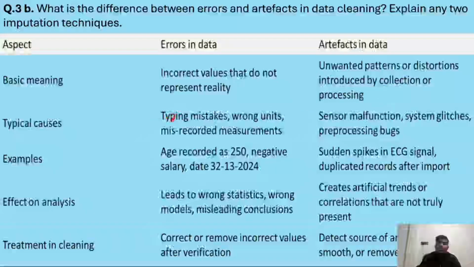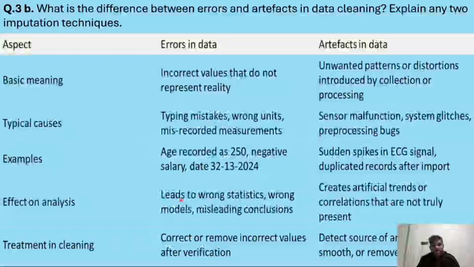Now, typical causes of errors: typing mistakes, wrong units, misrecorded measurements, etc. And typical causes of artifacts are sensor malfunction, system glitches, pre-processing bugs. Examples of errors are age recorded as 250, negative salary, date 32/13/2024, where month is 13. Here the recorded age of 250 is nearly impossible, and a negative salary. Now, examples of artifacts are a sudden spike in an ECG signal and duplicate records after import.